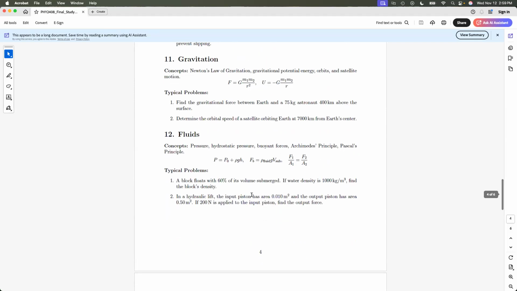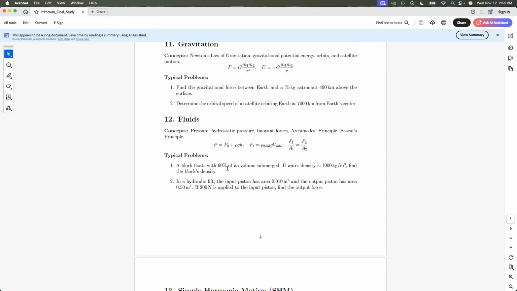Fluid problems. The fluid at a depth. This is the way we learn this formula: FB equals weight displaced. That's what would be on your formula sheet. The buoyant force equals the weight displaced, the weight of the fluid. And then Pascal's principle here. These are like the hydraulic lift kind of problems. Something like this here could show up.